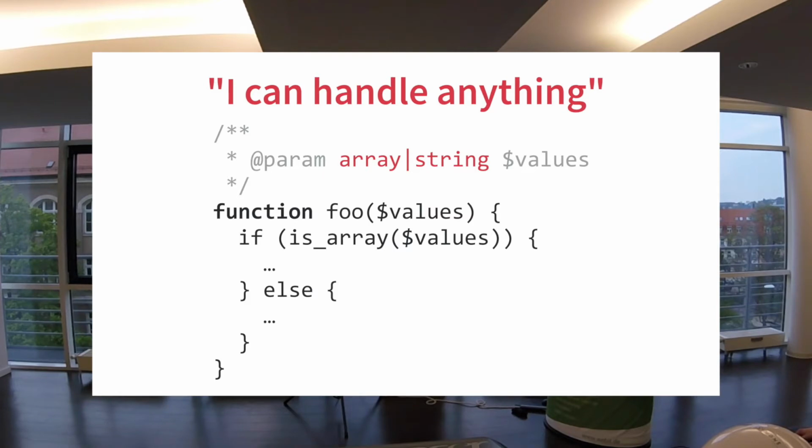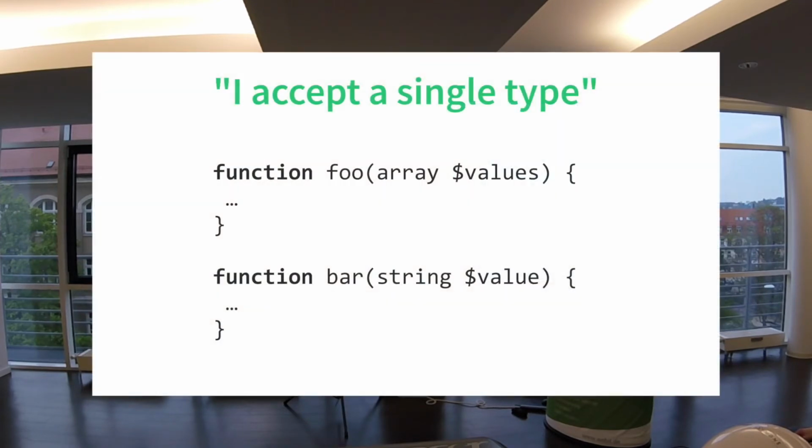So when you see code like this, I recommend you change it to two different methods, each with a specific single type hint, and this guarantees that you will call the correct method from each place. If I have an array, I have to call foo, and if I have a string, I have to call bar. So there are fewer things that can go wrong with this approach.